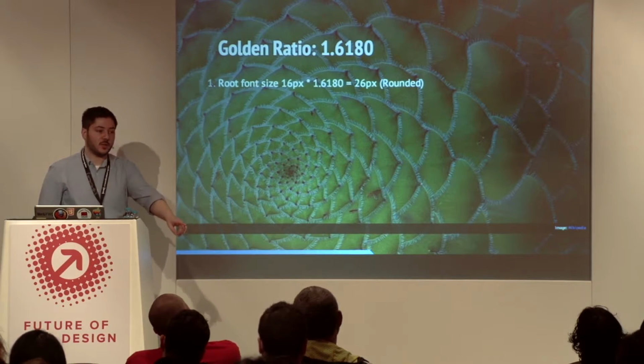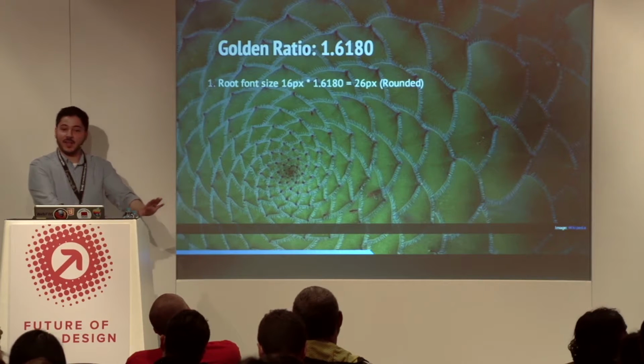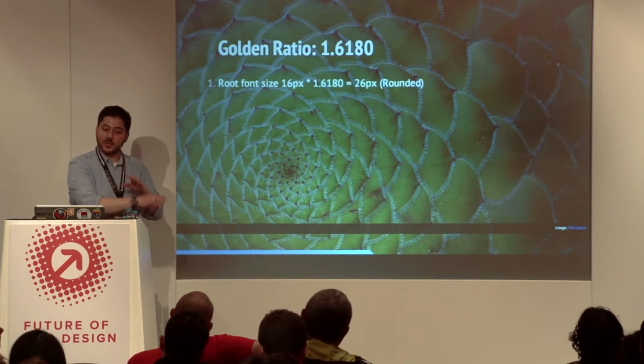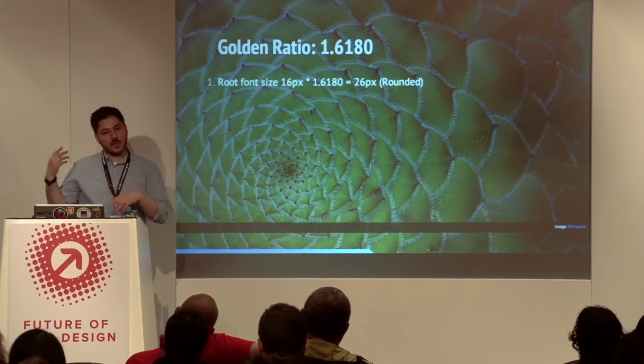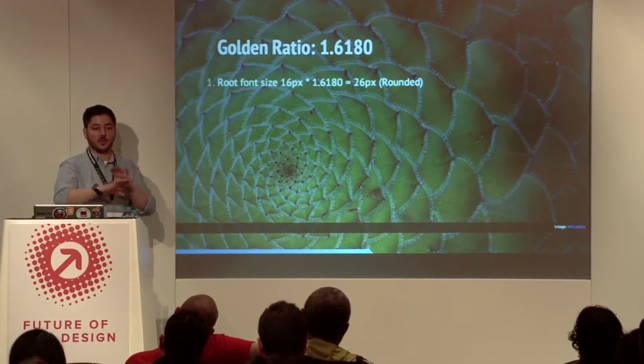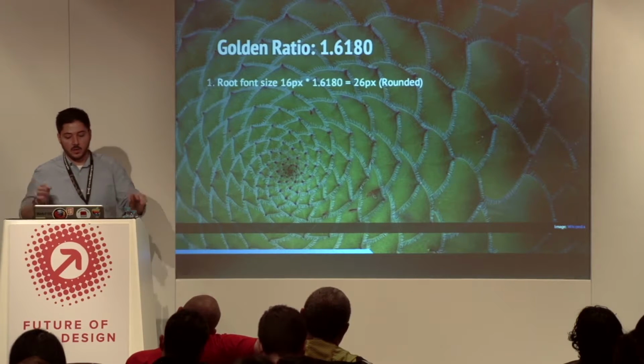Now, I know Jason's in the audience, and he hates pixels, and I'm completely convinced that the arguments he put forward completely convinced me, but in order for me to explain it, pixels just make more sense just for explanation purposes. We can convert this to EMs later on.